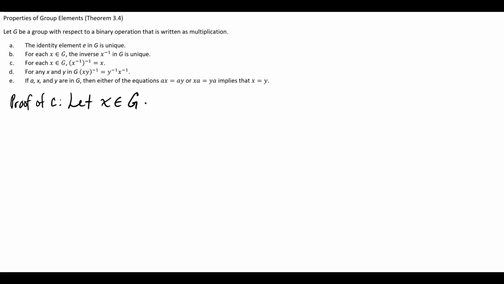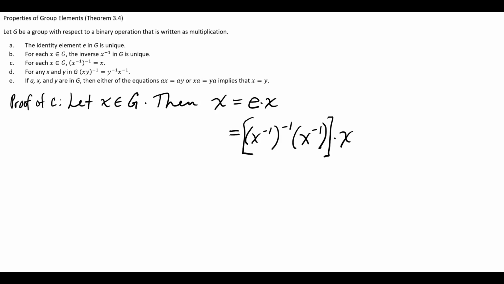in G. Then we know that x is equal to e times x. I can always rewrite e as the product of two inverses. So I know that e is equal to the inverse of x inverse, times x inverse. And then I can multiply that times x. This is equal to e because they're inverses of each other.